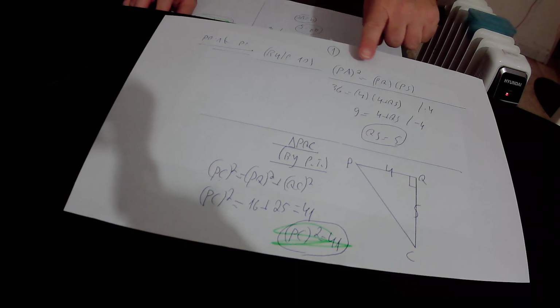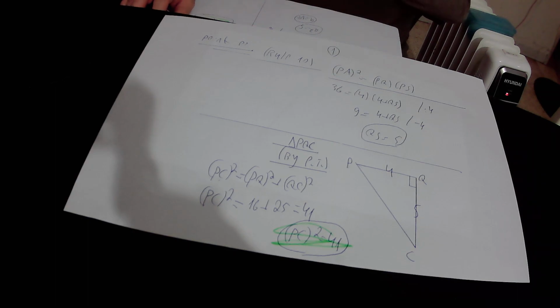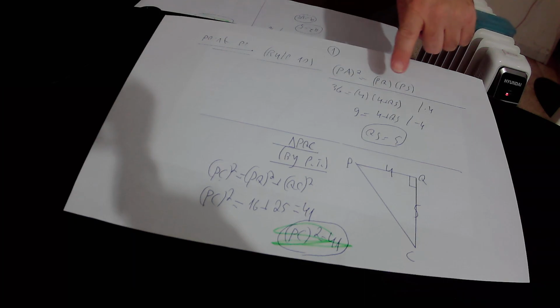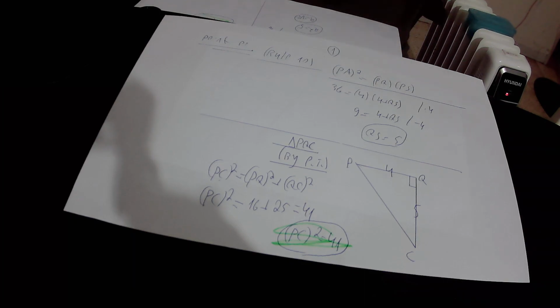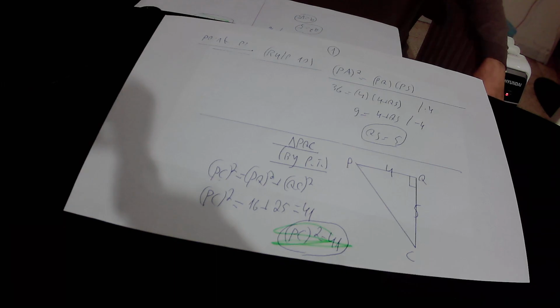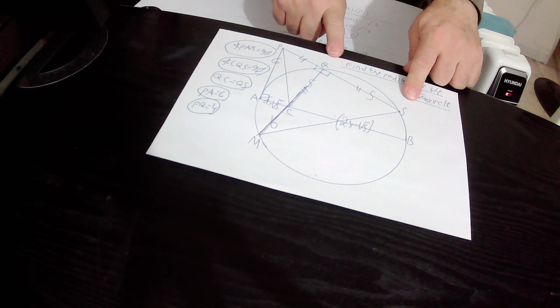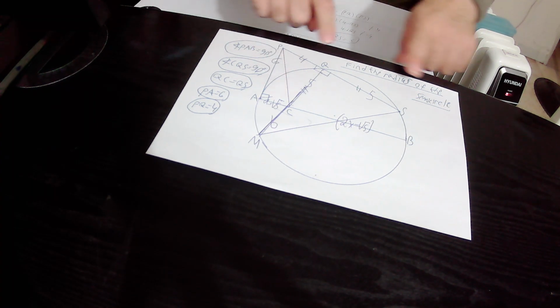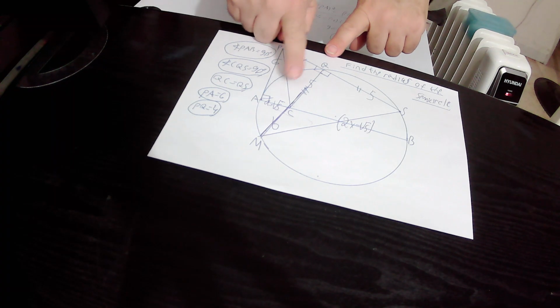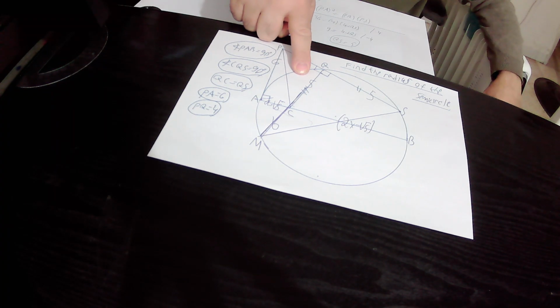Here we divide this equation by 4. 36 over 4 is 9, so 9 equals 4 plus QS. Here we subtract 4 from this equation and finally find that QS equals 9 minus 4, that is 5. So QS equals 5 units. Because QS equals QC and QS is 5, QC must also equal 5 units in length.